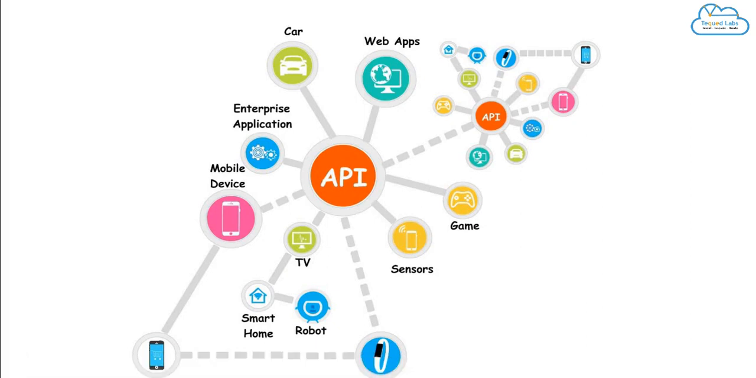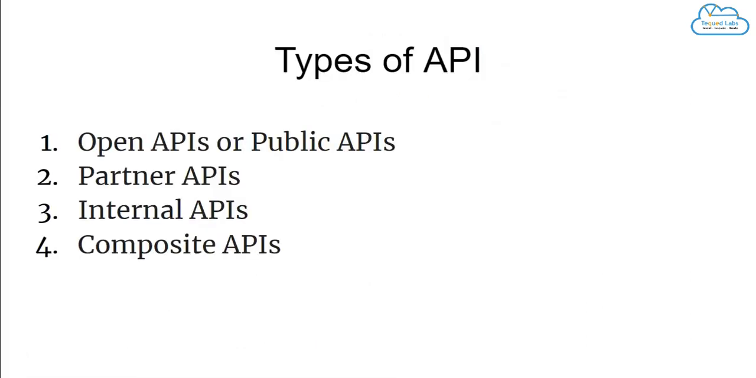Right, so this is how the data is shared. There are different types of APIs available. For example, you have open APIs, public APIs, partner APIs, internal APIs, and composite APIs. Now let us study each one by one.